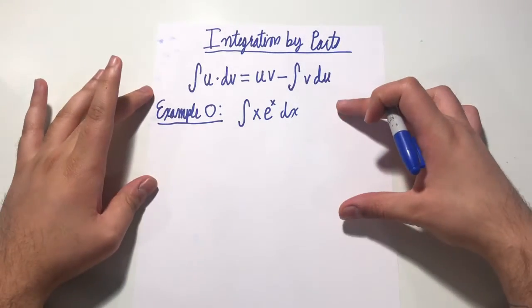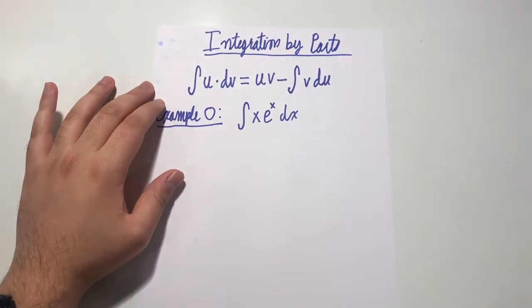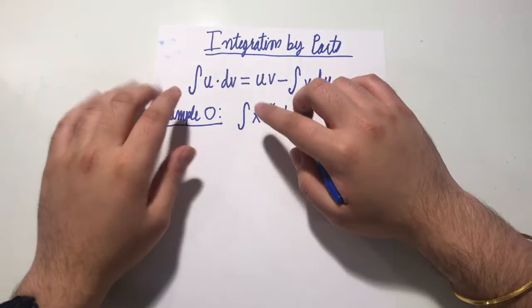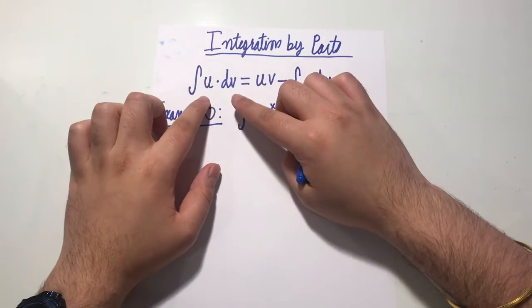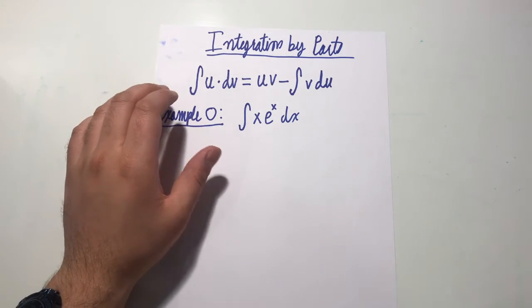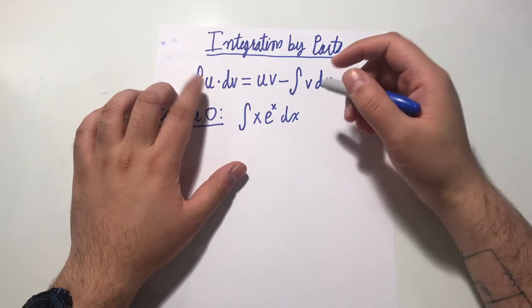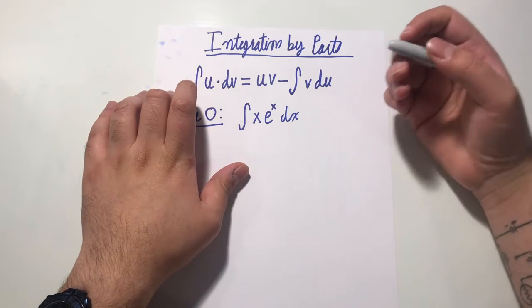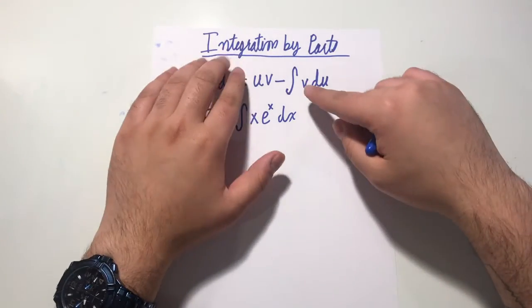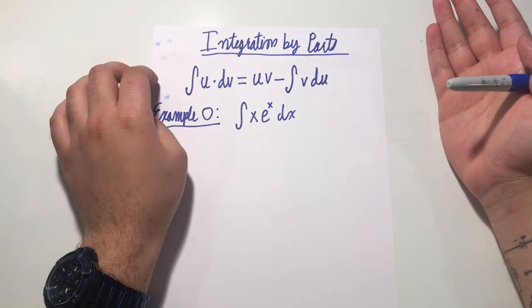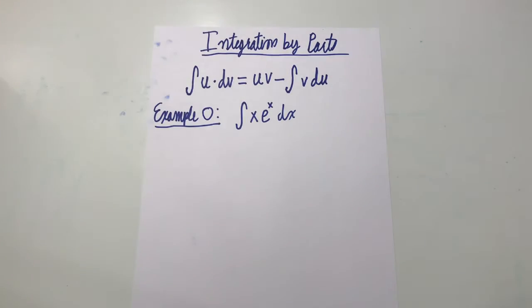I'm going to go through example 0 just to show how to apply this formula. What we're doing is taking certain components of this formula, setting one component equal to u and a separate component equal to dv, then finding du from u by differentiating, finding v from dv by integrating, and then using these variables to find our final answer. I think it'll become more clear once I go through example 0.